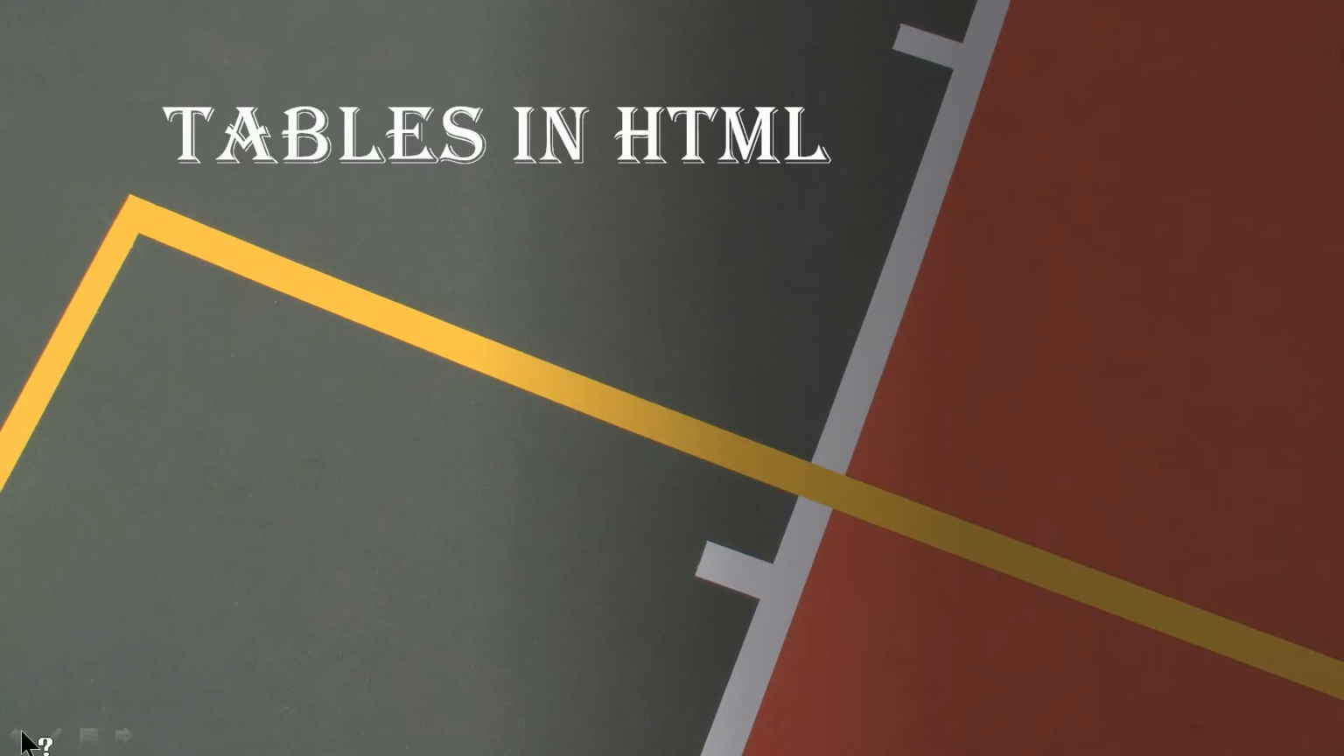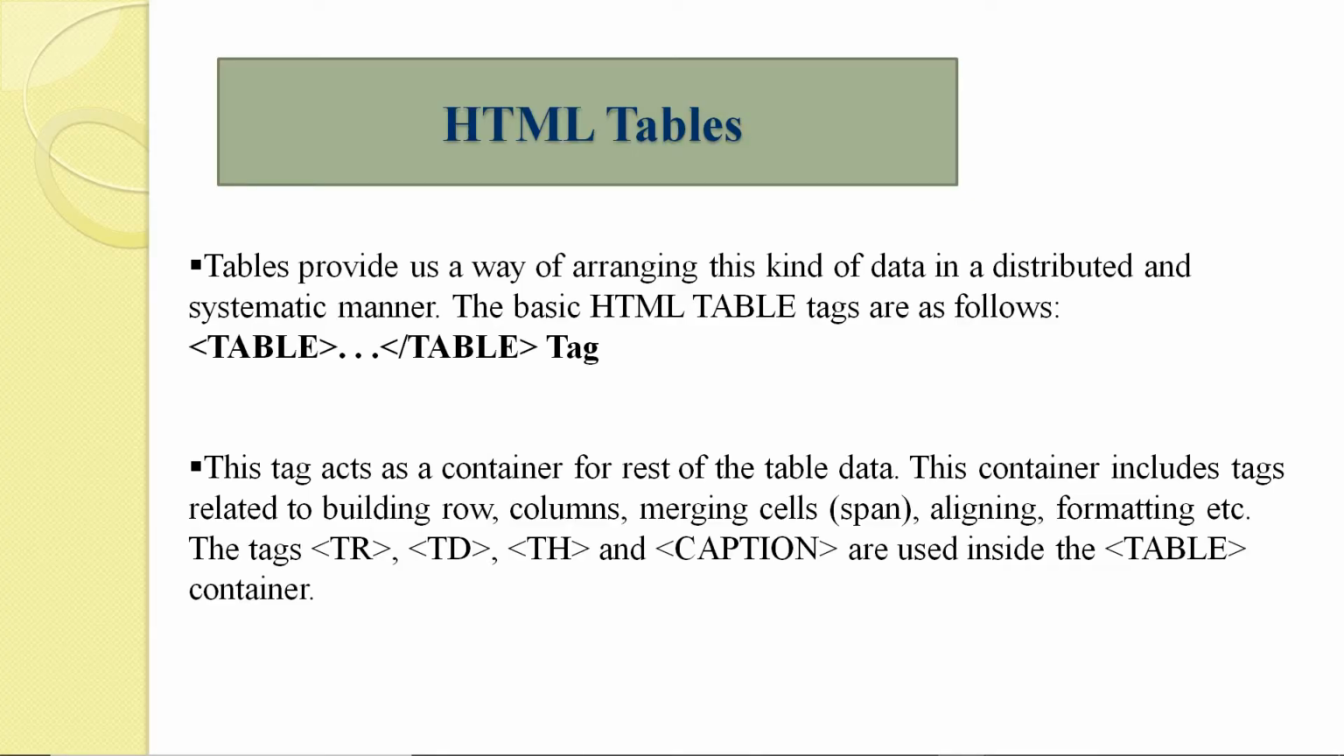In this video series, we are going to see how to create HTML tables and how to display data in the form of rows and columns. Most of the time, tables can be in the form of a statistical table, commercial table, mathematical table, or even a scientific table, or a normal timetable or examination timetable. Tables provide us a way of arranging this kind of data in a distributed and systematic manner.